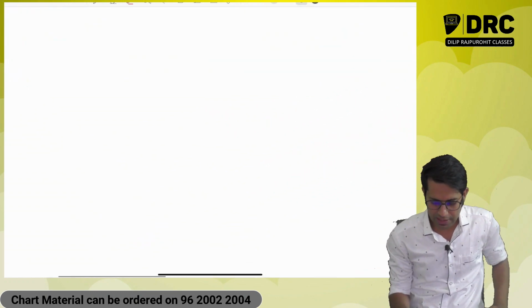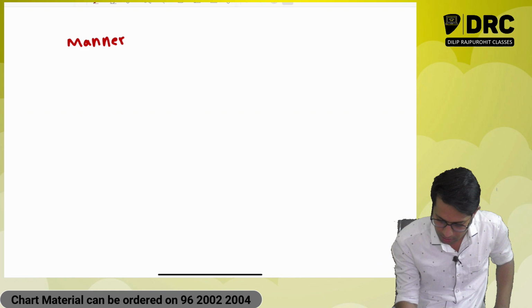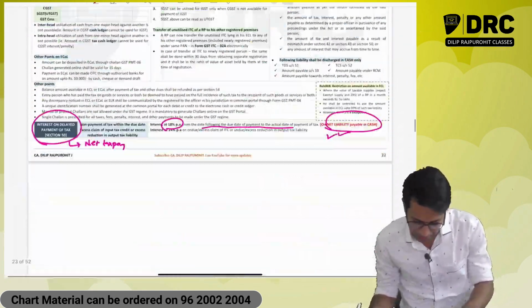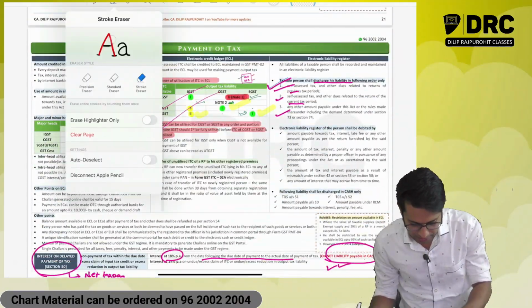Now one more point I'll discuss. The manner of taking input tax credit. I'll directly go to chart material only. What is the manner of taking input tax credit? I have an input tax credit with me, sir.